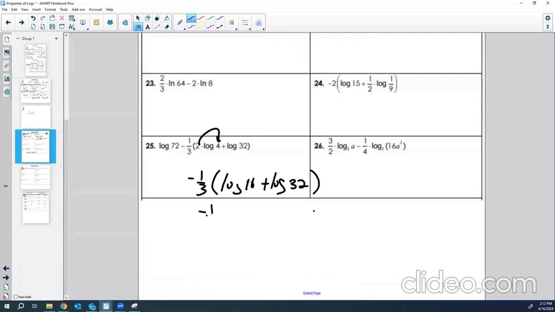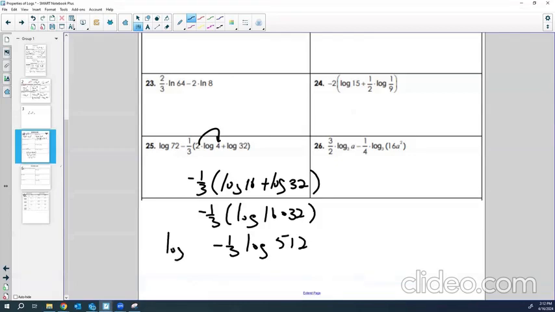So my negative 1/3 times the log of 16 times 32 gives me what? So that gives me negative 1/3 times the log of 512. Okay, I'm going to bring down the log 72 now. Bring down the log 72. Good. What's my next step now?